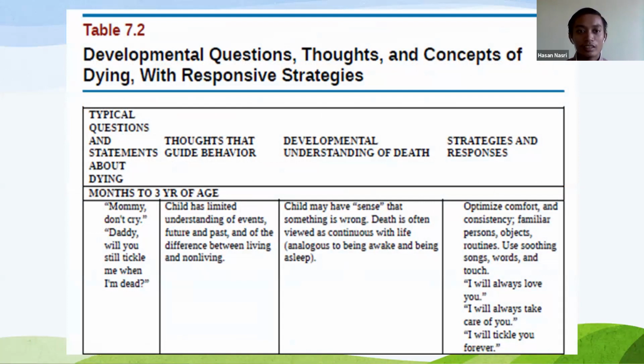Okay, this is one of the things which the child may say about their death. For example, "Mommy, don't cry." They have limited understanding of the events and may sense that something is wrong. And how do we manage this? By optimizing the comfort and consistency, putting family persons or objects with the children, using soothing words, and showing love to the child.